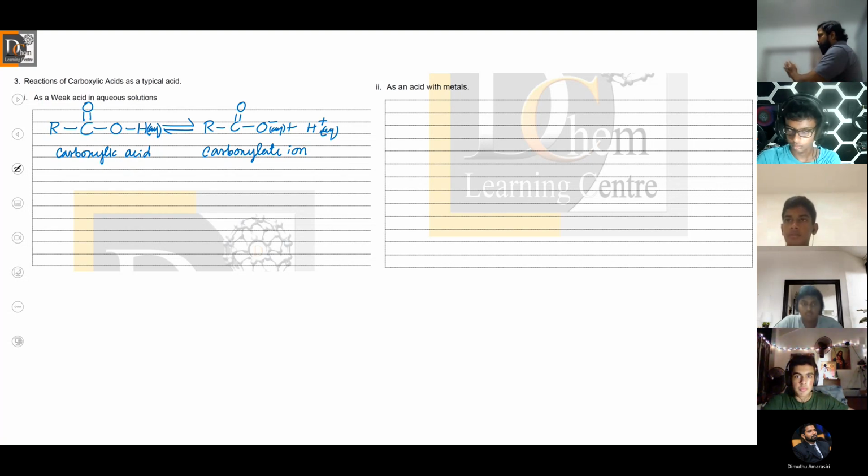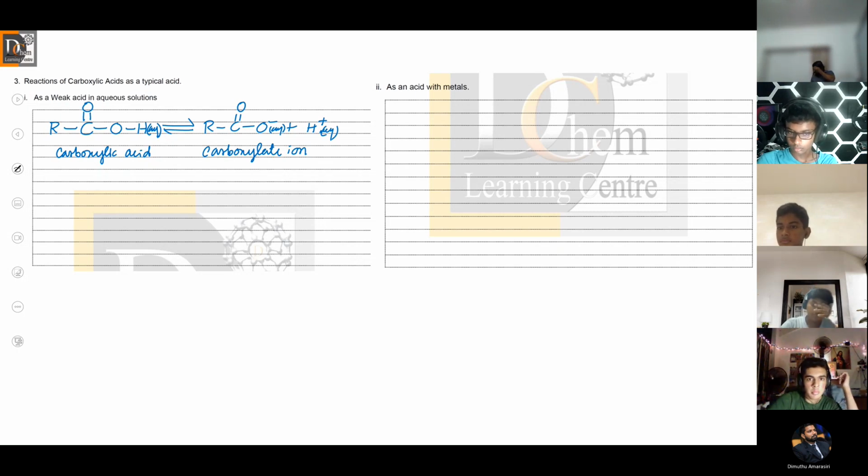Why? Sulfuric acid forms which ion? Sulfate. Nitric acid gives you nitrate. Phosphoric acid gives you phosphate. Carbonic gives you carbonate. Carboxylic gives you carboxylate. Right? That's quite normal.